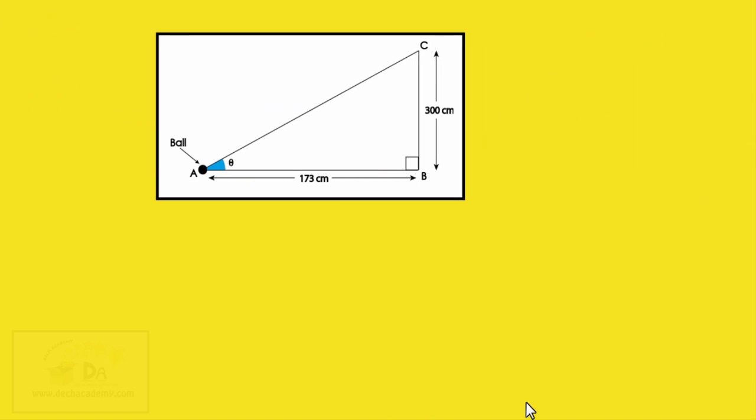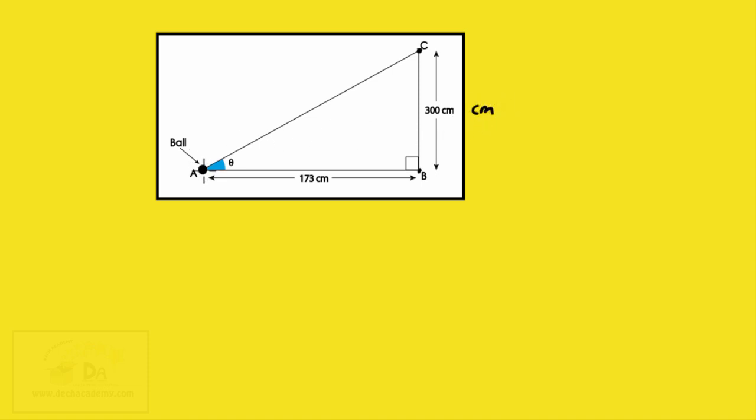So here's the given sketch. You have a ball A located 173 centimeters from point B. Point A and point B lie on the same level, so the same ground level. Point C, which is on the crossbar, the goalpost, the top horizontal pole on the goalpost, the crossbar. The point C lies 300 centimeters above point B. So this is centimeters, let's put it that way.